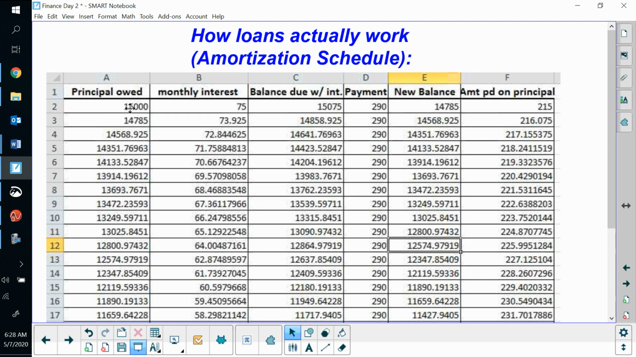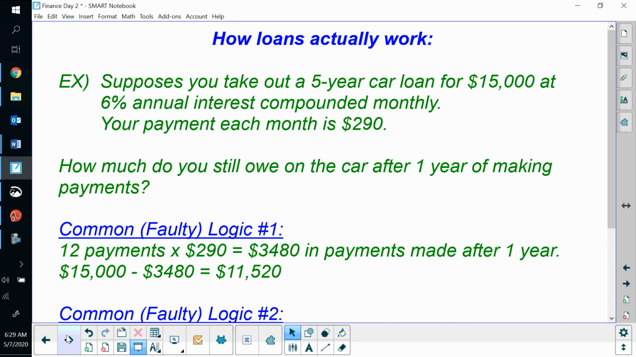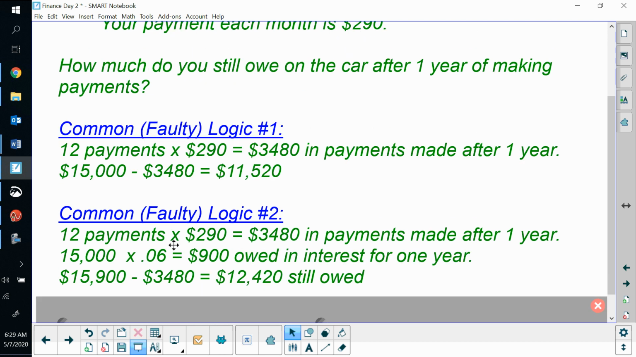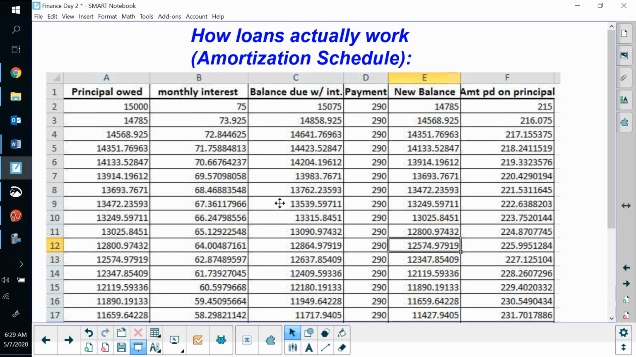So here's what really happens. So here's that 15,000. What happens is over the course of the month, interest is collected. So there's $75 in interest during that first month, and then you make that $290 payment. So by the time you make the payment, your principal that you owe is actually more than what you started with. So you make the 290 payment and then it goes down. So the two reasons why these were faulty logic: the first one did not account for the interest that's being accrued. And the second one, the interest is happening each month. It's constantly being added on. It's not just added at the start.